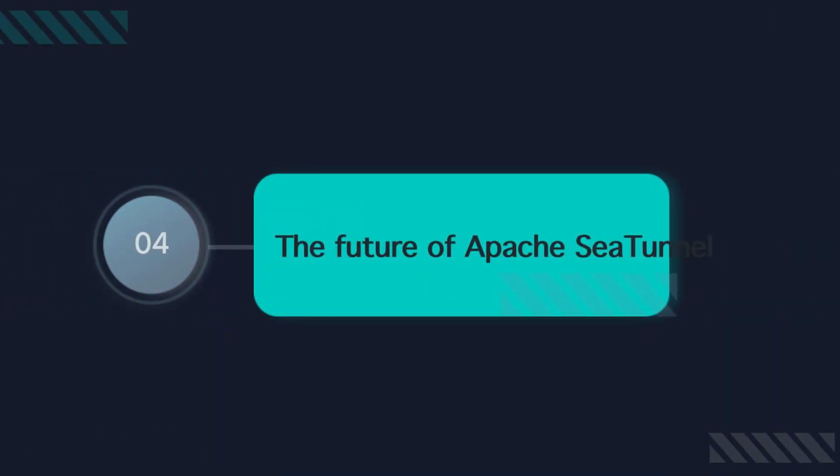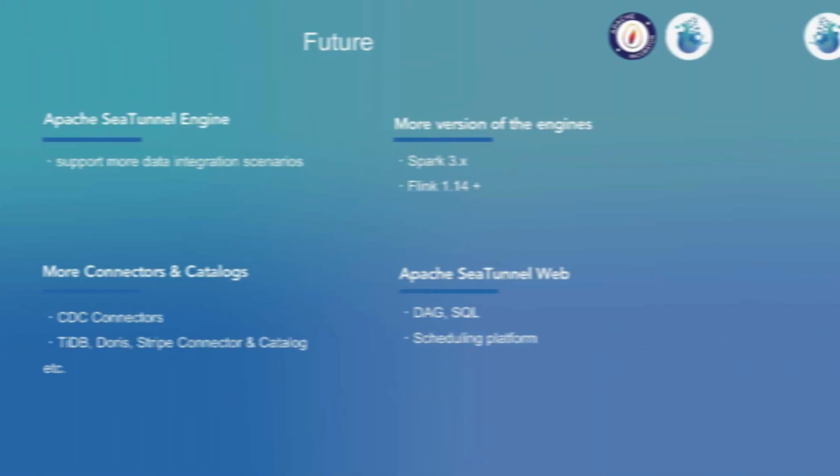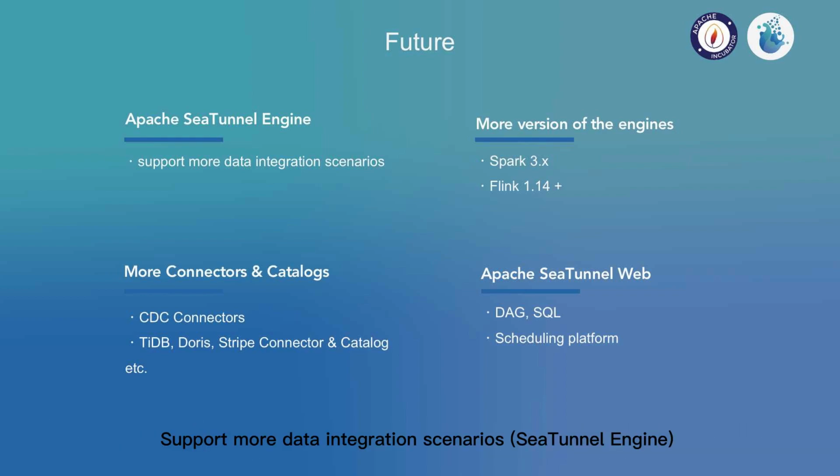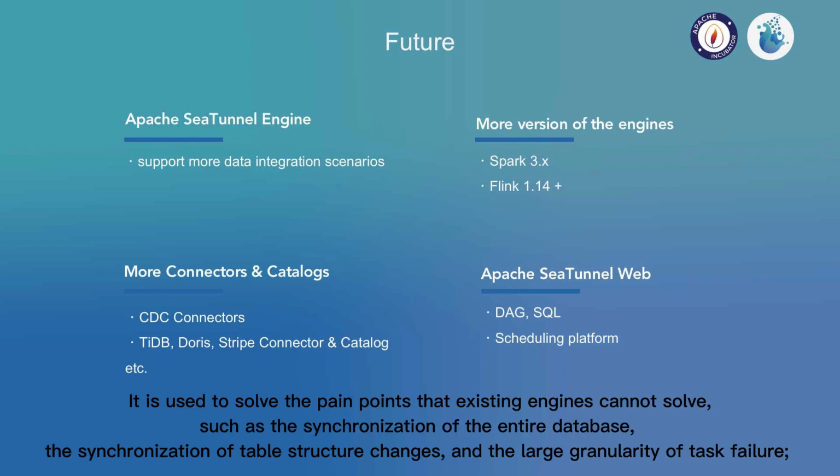Part 4. The future of Apache SeaTunnel. As an Apache incubator project, the Apache SeaTunnel community is developing rapidly. In the following community planning, we will focus on 4 directions. Support more data integration scenarios. SeaTunnel Engine is used to solve the pain points that existing engines cannot solve, such as the synchronization of the entire database, the synchronization of table structure changes, and the large granularity of task failure.